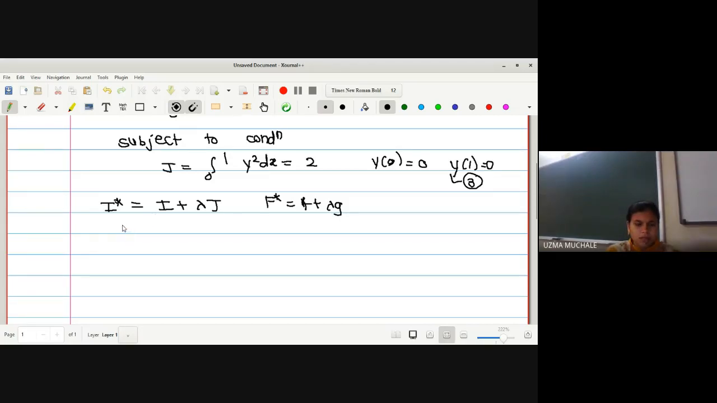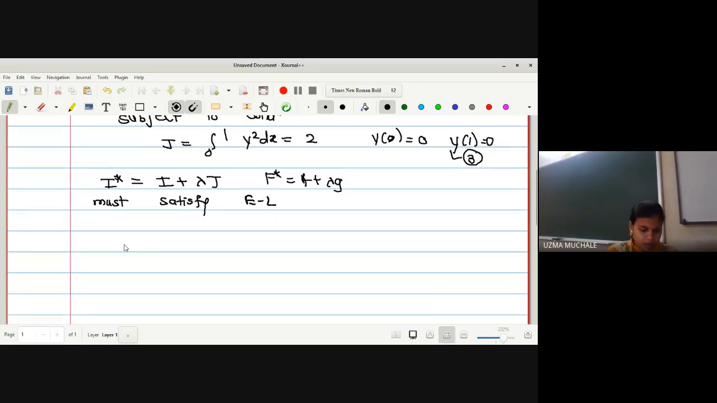Now in this case you have to write down that for I star to be extremum, the integrand f star must satisfy the Euler-Lagrange equation. What is that Euler-Lagrange equation in this case? It will be f star with respect to y minus d by dx of f star with respect to y dash is equal to 0.